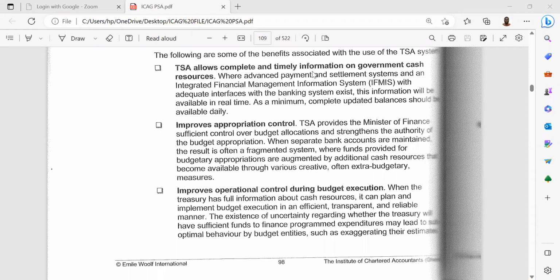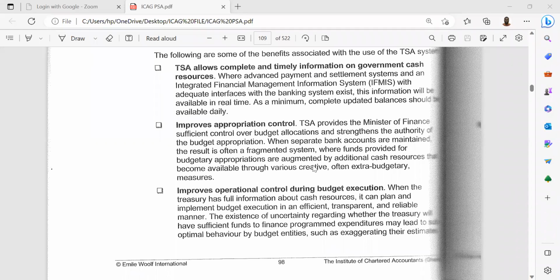So the single treasury account that they are providing is because of value for money. They want to achieve value for money. That's the main reason why they are doing this. And if value for money is being achieved, it will improve the operations over the said activity. And do you remember the objectives of internal controls? Efficiency, effectiveness, and transparency.